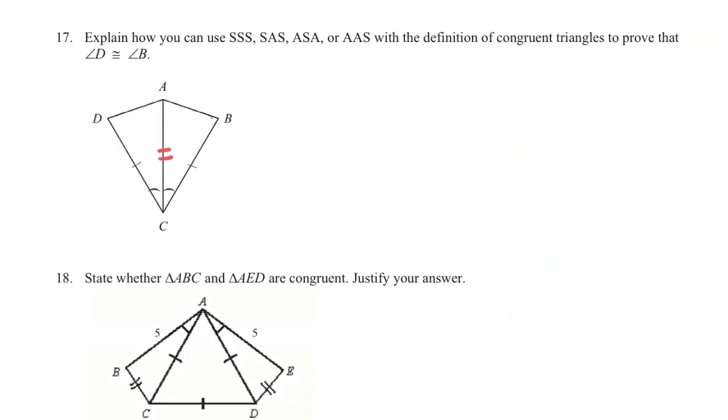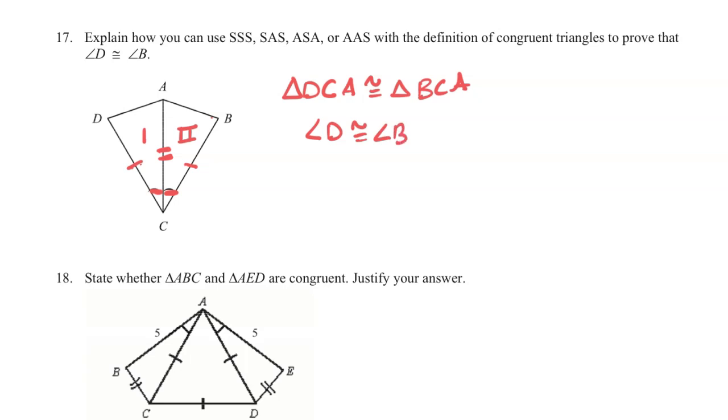Explain how you can use side-side-side, side-angle-side, angle-side-angle, or angle-angle-side with the definition of congruent triangles to prove that angle D and angle B are congruent. Well, these two triangles are congruent because they have a corresponding side, they have the included angle, and then they share a side. So triangle DCA is congruent to triangle BCA. So therefore, angle D is congruent to angle B, and both triangles are congruent because of side, angle, side. They have the included angle congruent and the two corresponding sides.